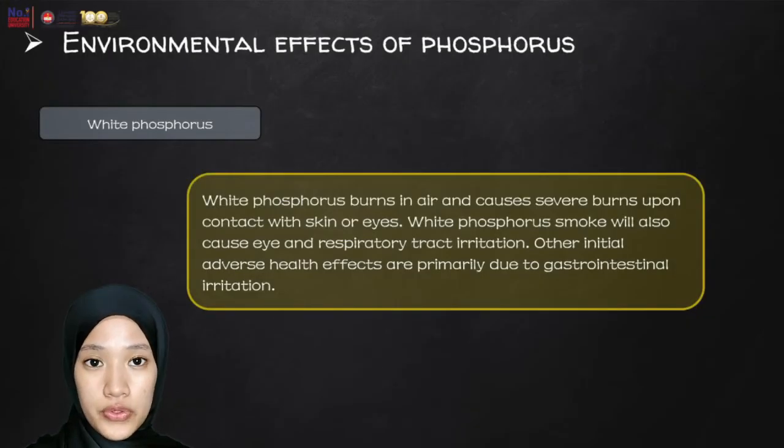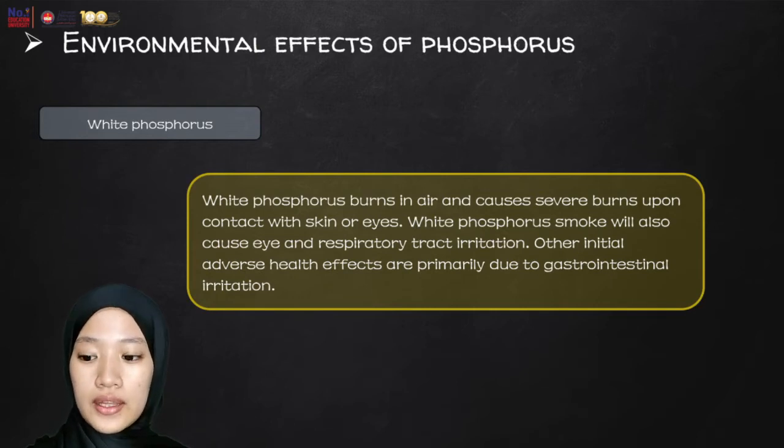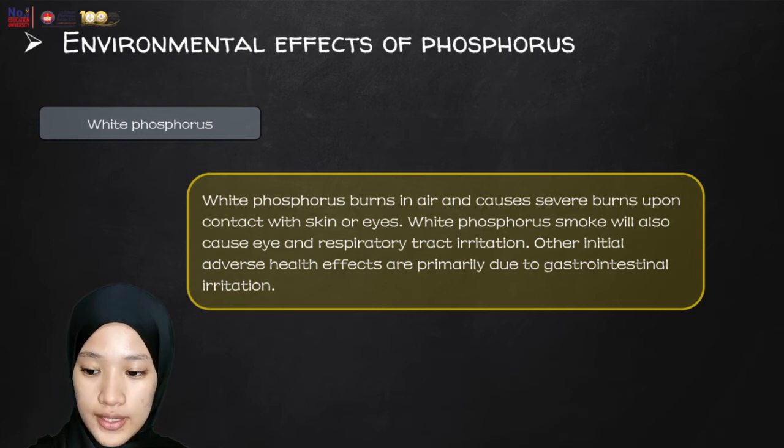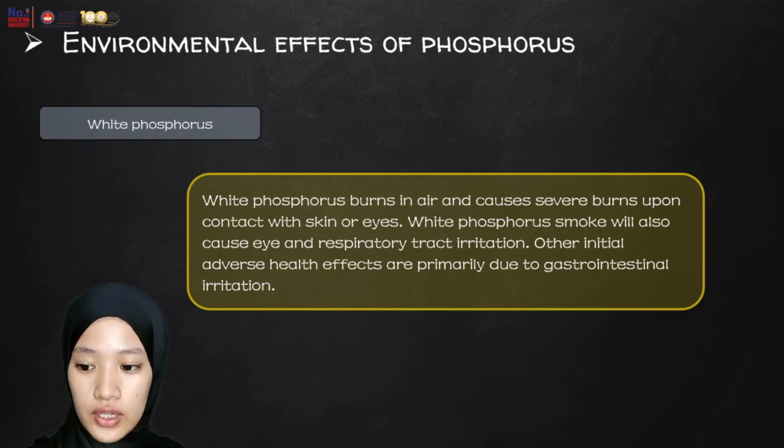White phosphorus burns in air and causes severe burns upon contact with skin or eyes. White phosphorus will also cause eye and respiratory tract irritation. Other initial adverse health effects are primarily due to gastrointestinal irritation.